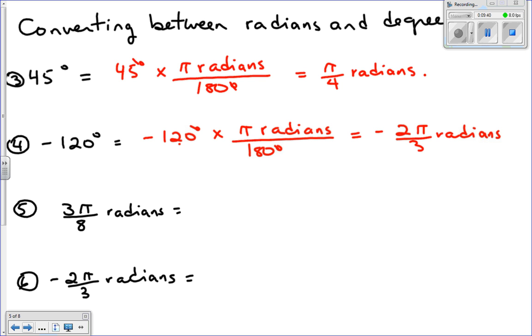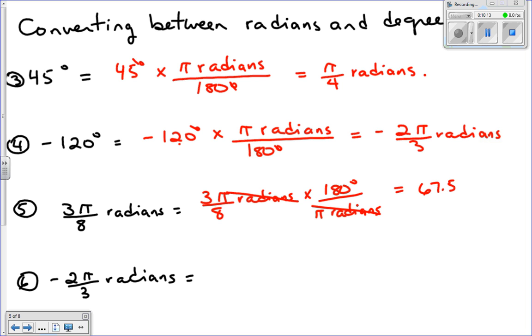Switching from radians to degrees, we just do the same thing. We take the 3 pi over 8 radians, and we multiply by the reciprocal of what we did previously. So we multiply by 180 degrees over pi radians. And notice that the pi radians now cancel out. And I've got 3 times 180 over 8. And I simplify that as much as I can. And I have now 67.5 degrees.